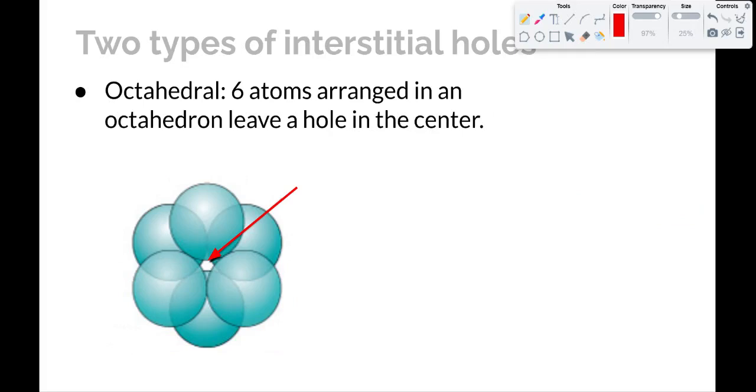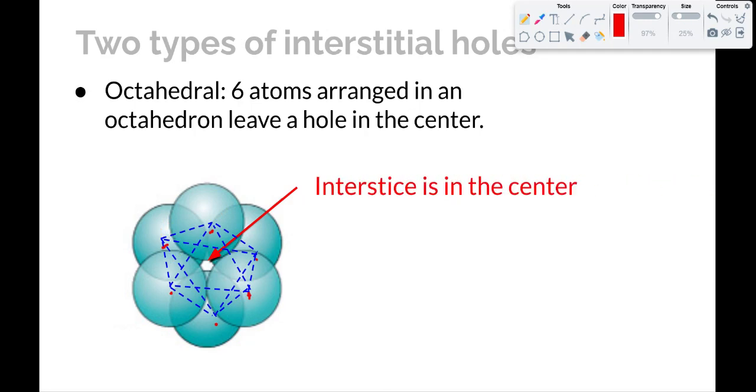Another type of hole is an octahedral hole, and this is where 6 atoms are arranged in an octahedron, and they leave a hole in the center. So this is like 2 stacks of 3 that are just offset by 120 degrees. If we trace this out, there are connections between the center of this atom, this one down here, and this one down there. And then those centers are connected to the center of this atom down there, and then to this atom up there. That makes an octahedron, an 8-sided figure, and the interstitial hole is in the center of that.